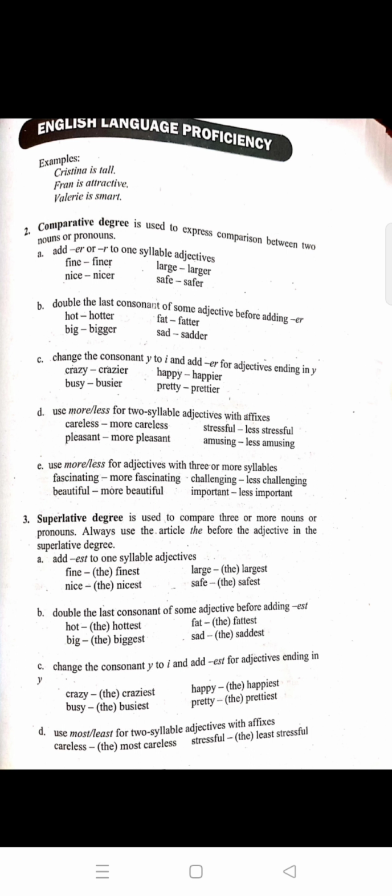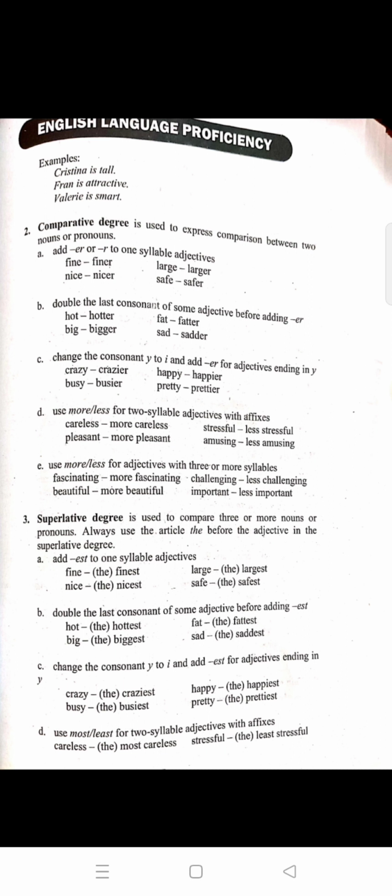So if an adjective is two-syllable, you use more or less. More careless, more pleasant, less stressful, less amusing. And next one, you use more or less for adjectives with three or more syllables. You say more meaningful. You do not say meaningfuler, meaningfulest. So you don't do that. You add more or less.